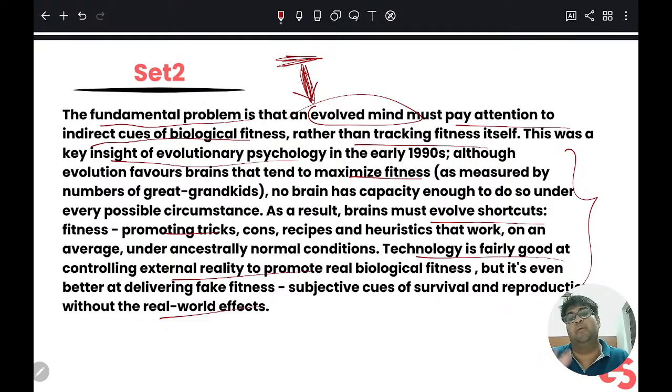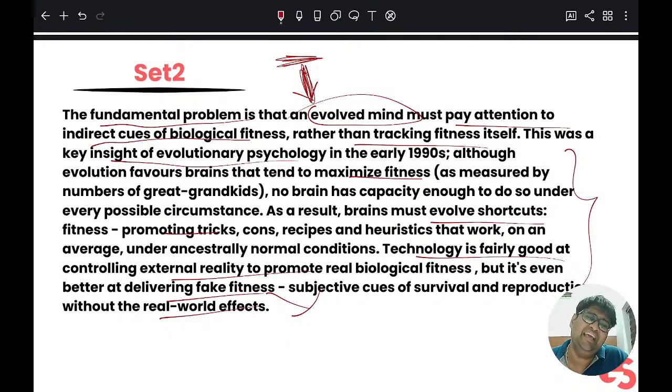Controlling external reality to promote real fitness, or that technology, it's even better at delivering fake fitness. Now, what is happening? The technology that we use to promote real biological fitness, like the blood test and the ECG machine, is now turning toward a different thing called fake fitness. You're getting this whoop, eat this, eat that, subjective cues of survival and reproduction without the real-world effect. What is happening? People are getting more and more sick.